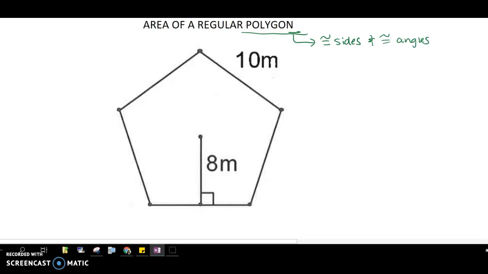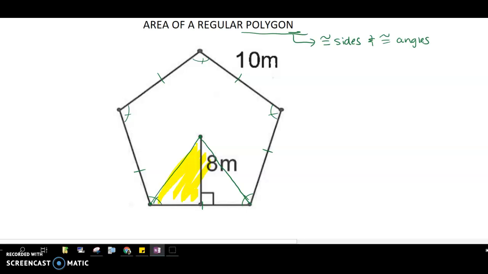So I have a pentagon here with 5 sides. All 5 of these sides are 10 meters. And all of these angles inside are congruent to each other as well. In order to find the area of this polygon, what I'm going to do is take the center of the polygon connected to each of the vertices to create triangles. So I'm going to start with this first triangle right here.